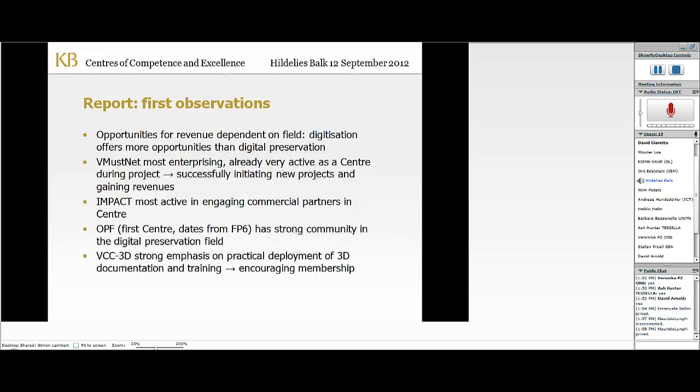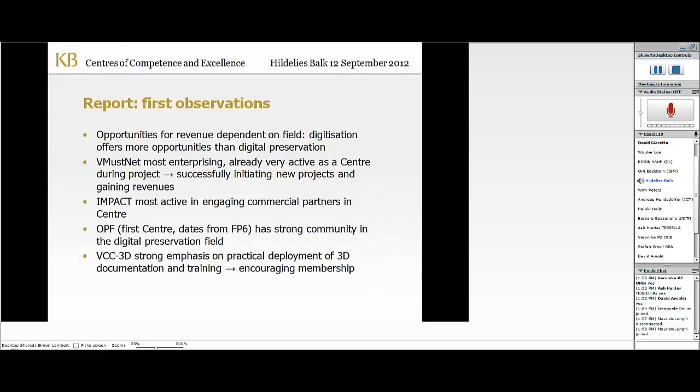And the OPF has a very strong community in the digital preservation field. I think at the moment OPF is probably the strongest community of all these centers that we now see. There's a lot of talk going on. There's a lot of activity on the forum, on the website. There's a lot of engagement around hackathons and stuff.